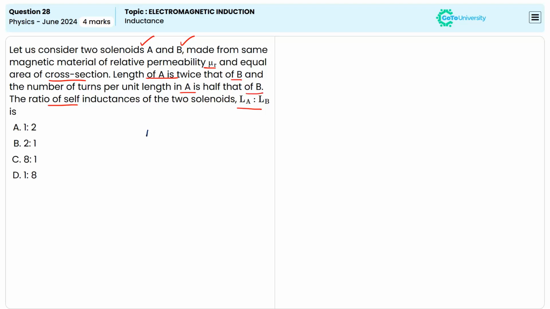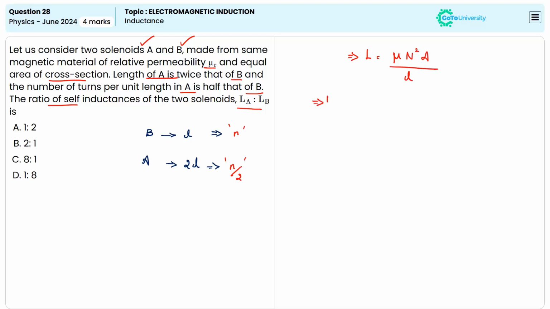So here, if we take the length of solenoid B as L, then we can say the length of solenoid A will be equal to 2L. Similarly, I'm going to take N as the number of turns in solenoid B. We can write the number of turns in A as N over 2. It's known that the self-inductance can be calculated using the formula mu n squared A divided by L.